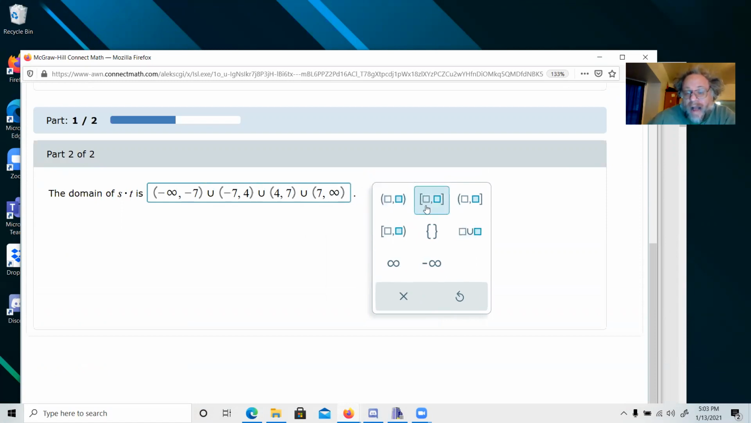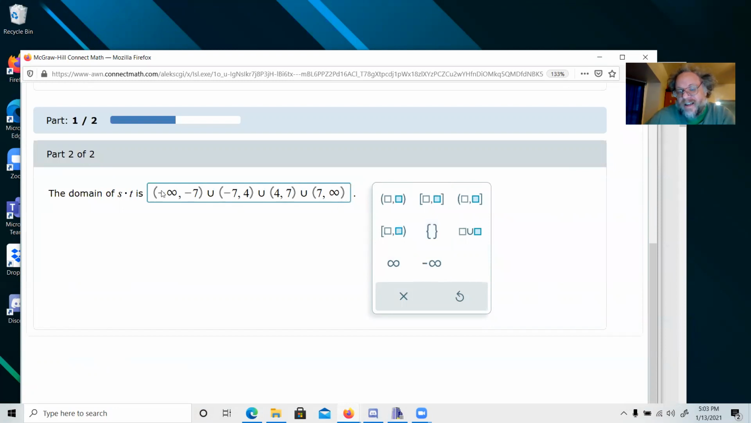Okay, so the bracket on this side means include that endpoint. All right, we don't want to do that. This one says don't include the bottom one, but include the top one. This one is include the bottom one, but not the top one. This would be for individual numbers.